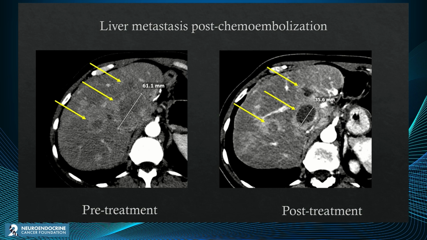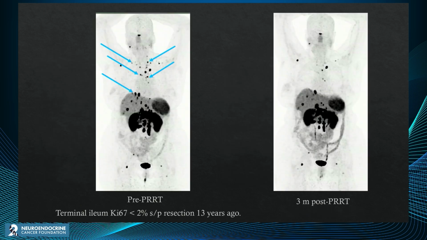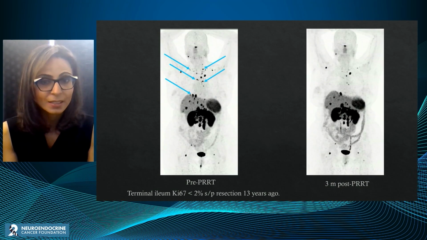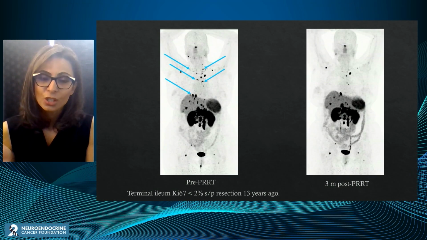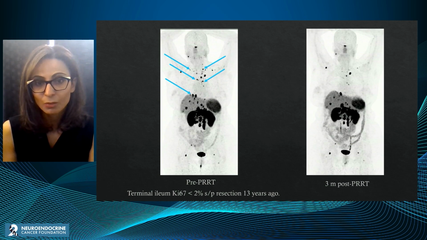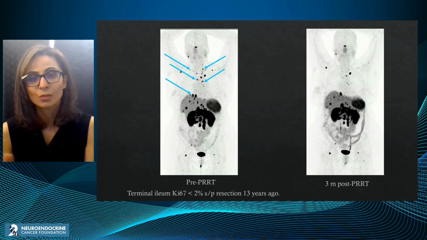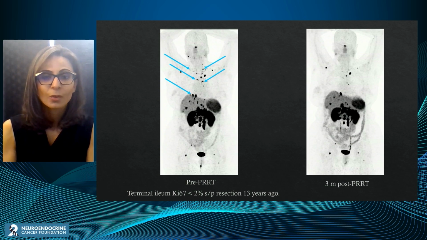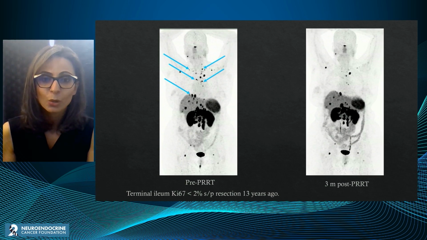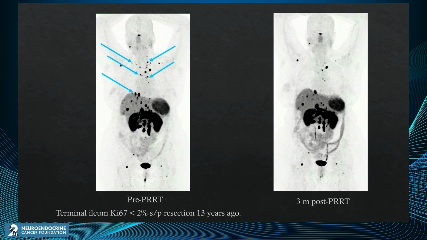Now, this is another similar case where after treatment, we see necrosis and lack of enhancement in these tumors, and then they continue to shrink over time. On dotatate PET, we look for resolution of lesions that were seen before or appearance of new lesions to tell whether there is response or progression. In this case, post-PRRT, I'm pointing with blue arrows to some metastases that resolved afterwards. This is a good sign of response to treatment.